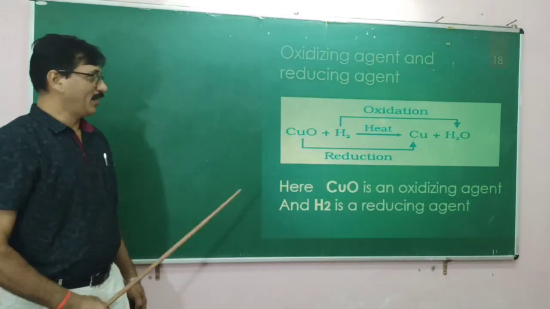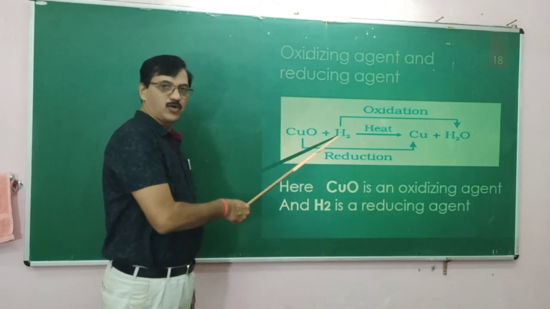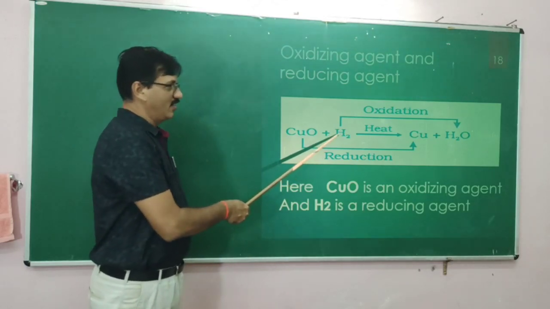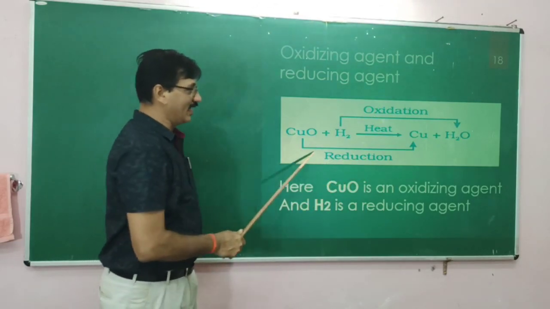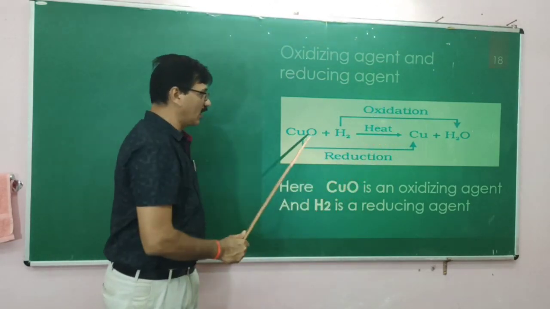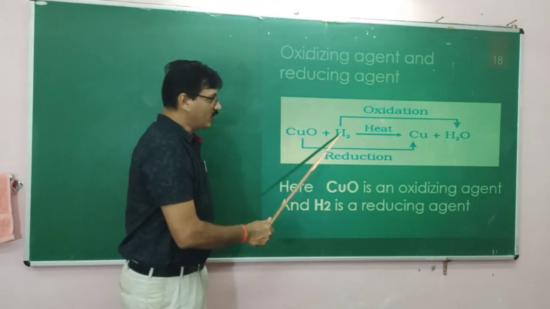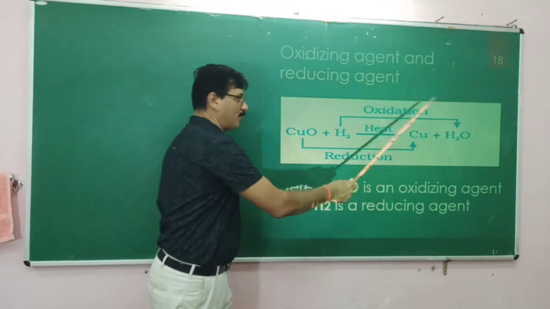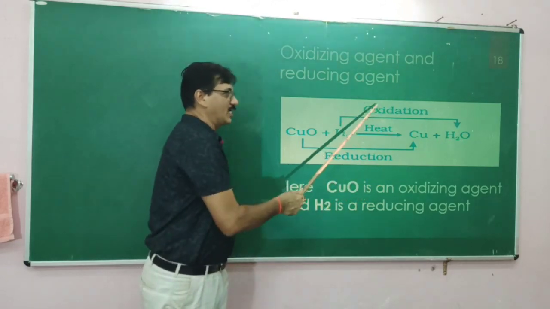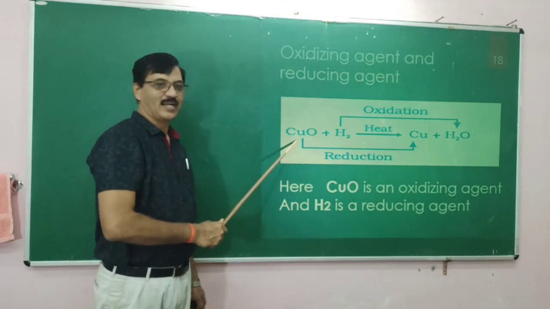Now, coming to this reaction, the copper oxide in which hydrogen gas is being put gives copper and water. The copper oxide is undergoing reduction because the removal of oxygen is taking place. And for the hydrogen, oxygen is added. Therefore, it has become water. So hydrogen is oxidized because oxygen is added. Here oxygen is removed. Therefore, it is reduction.